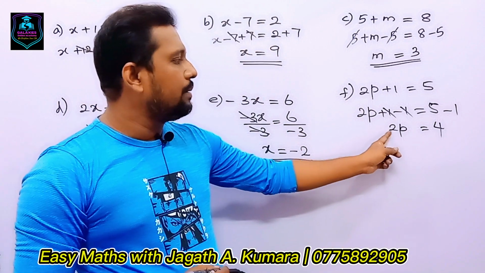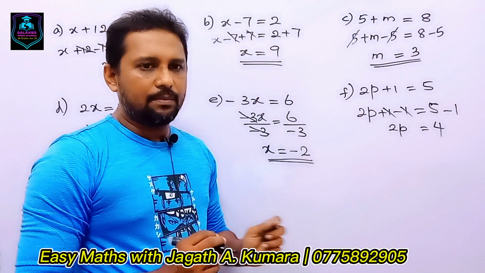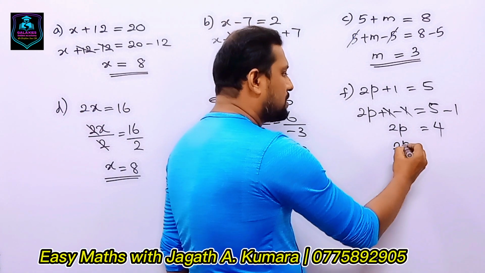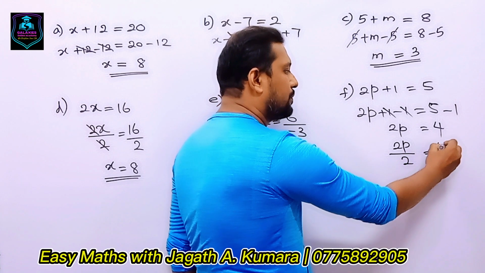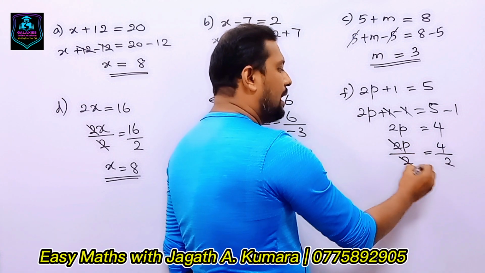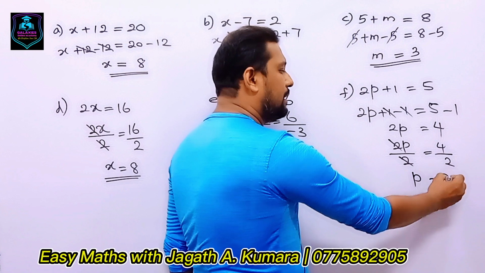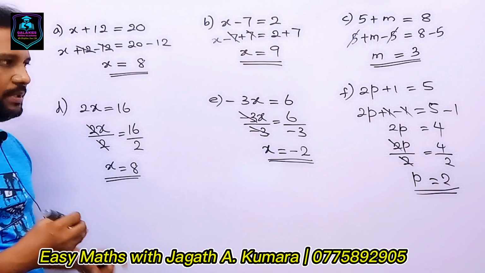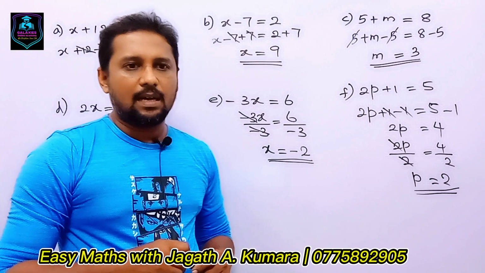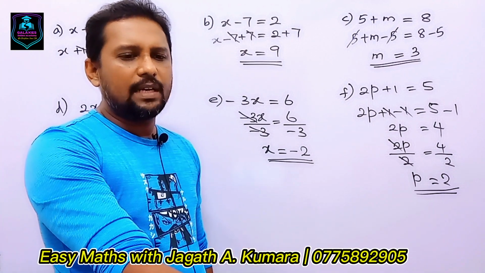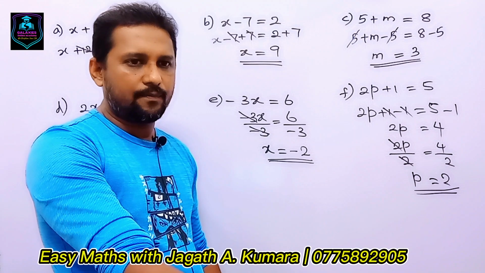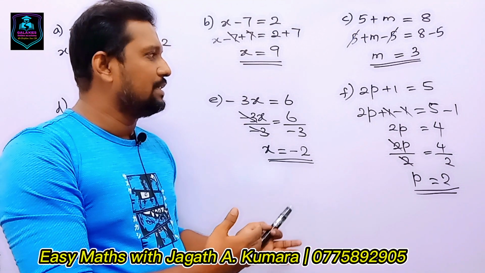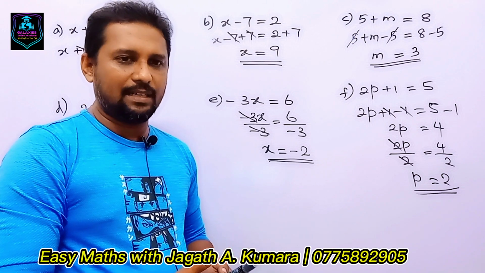Then we have to remove this 2. 2 and p connect with multiplication. To remove 2, what do we have to do? On both sides you have to divide by 2. Then 2 and 2 cancel. P equals 2. Right? P equals 2. It is the 6th part answer. Are the first 6 parts correct? Correct. Also, this knowledge you got in grade 8 class, no?